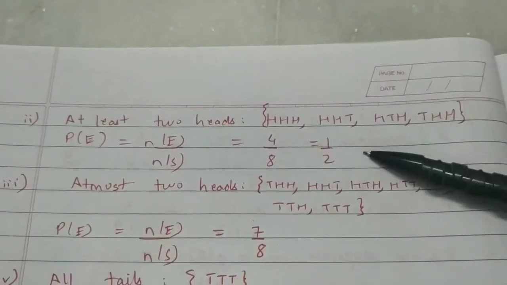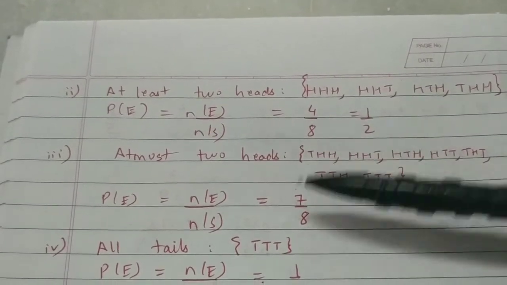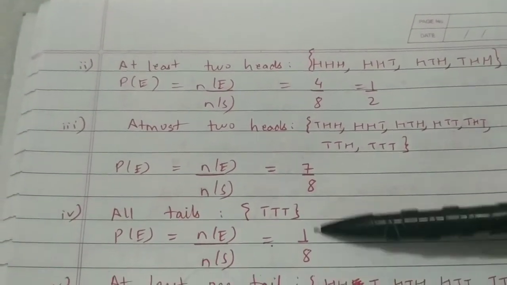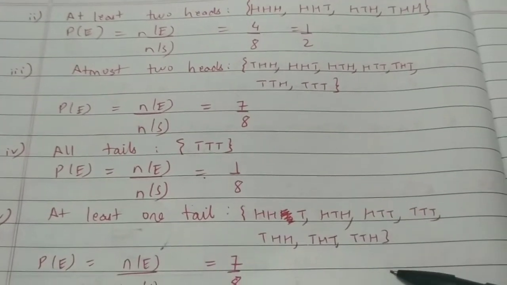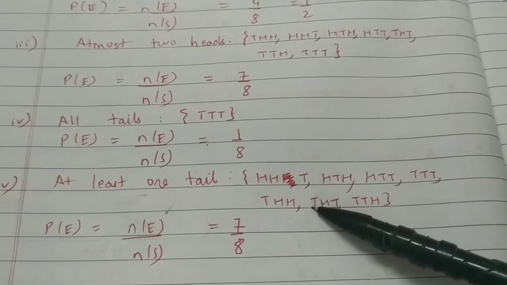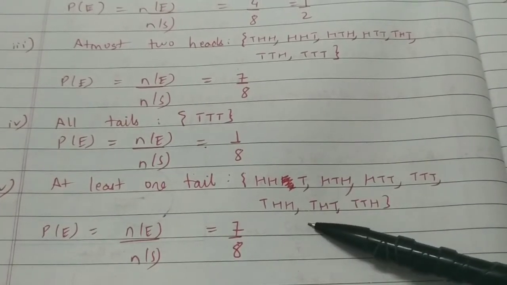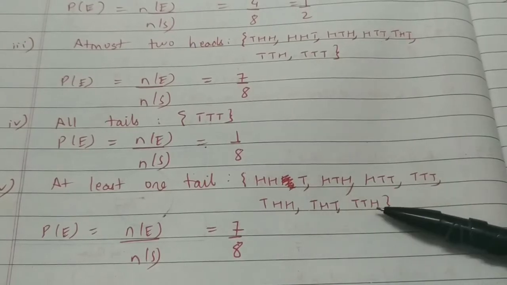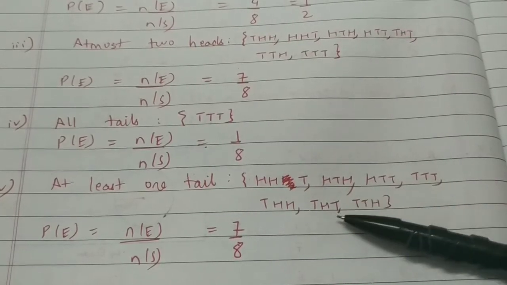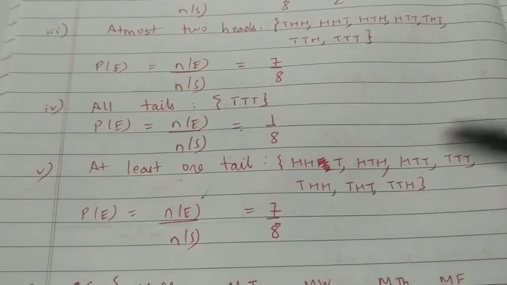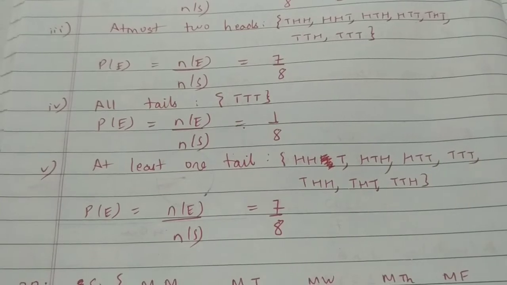So Roman number 2 was half, and Roman number 3, 7 upon 8. Roman number 4, all tails. All tails, well, there is only one possibility, so that's 1 upon 8. And finally, at least 1 tail. Minimum 1 tail should be there. So 2 tails are okay and 3 tails are also okay. So all these 7 possibilities, the only thing missing here is H, H, H, because that has 0 tails, not allowed. So the probability here is 7 upon 8. Next, the 30th sum.